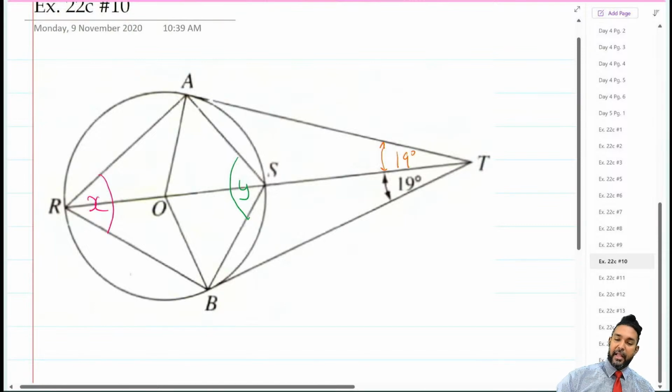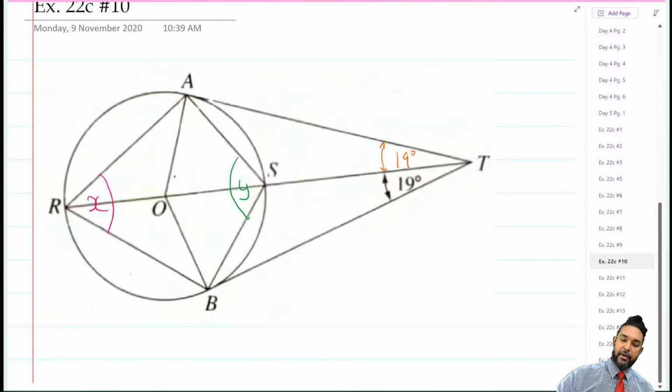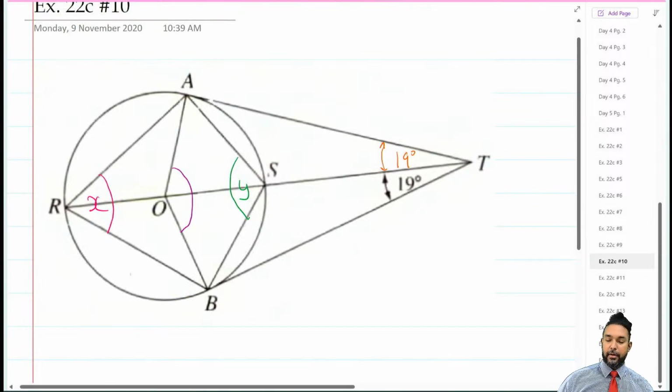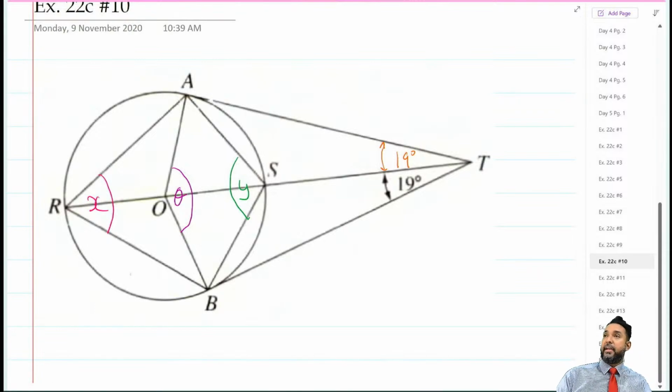And then that would facilitate finding the angle here, right? I want to find that angle. Let's just call it theta for now. You could automatically find x, because theta is 2 times x, because theta is the angle at the center, and the angle at the center is double the angle at the circumference.